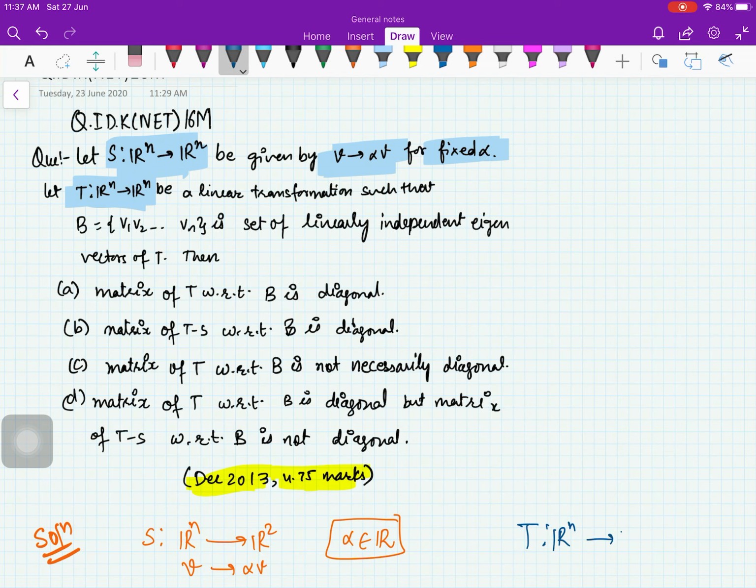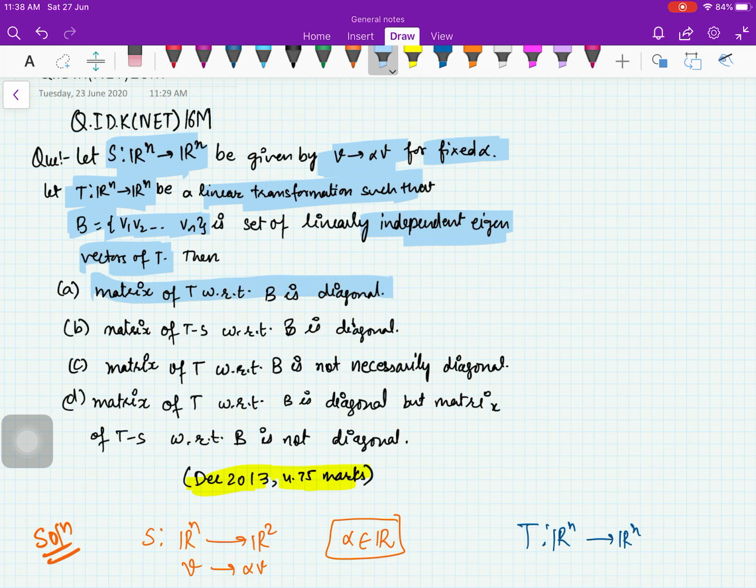You have two maps and we don't have any information about how they work. The only thing we have is that T is a linear transformation such that there is a basis of linearly independent eigenvectors of T for Rn. So you have a basis B which contains the linearly independent eigenvectors of T. Then we have these options and we have to find out the right option.